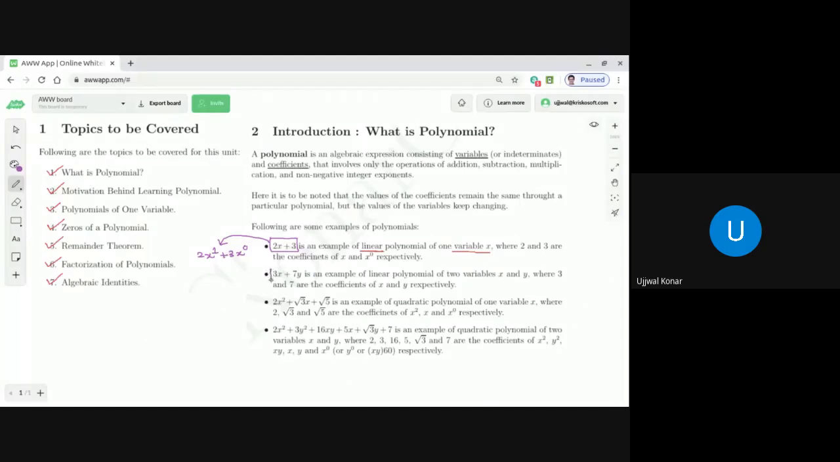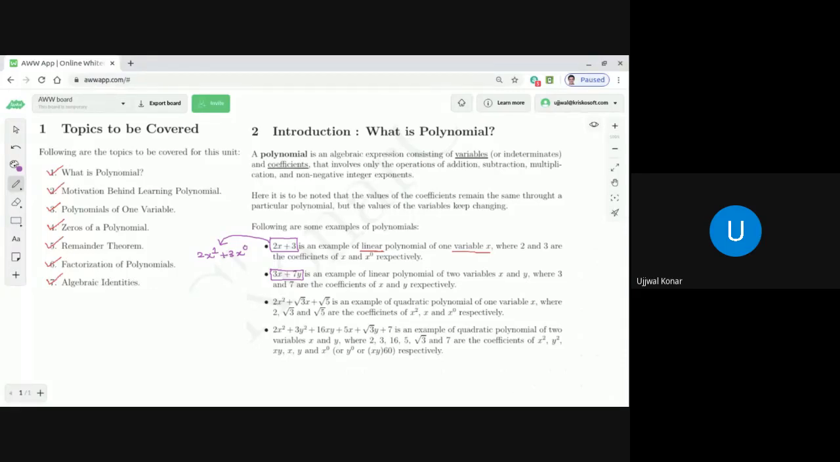Similarly, you will get another expression, something like this. 3x plus 7y is an example of a linear polynomial of two variables x and y, where 3 and 7 are the coefficients of x and y respectively. Here there are two variables, x and y. In this entire topic, as far as class 9 is concerned, we will be discussing linear polynomials.